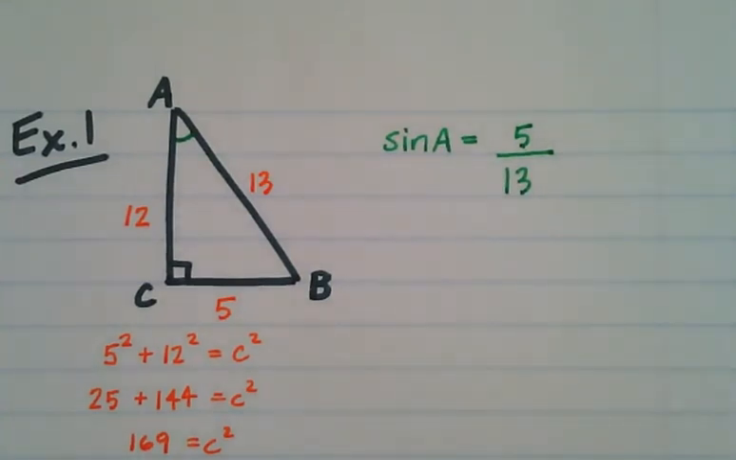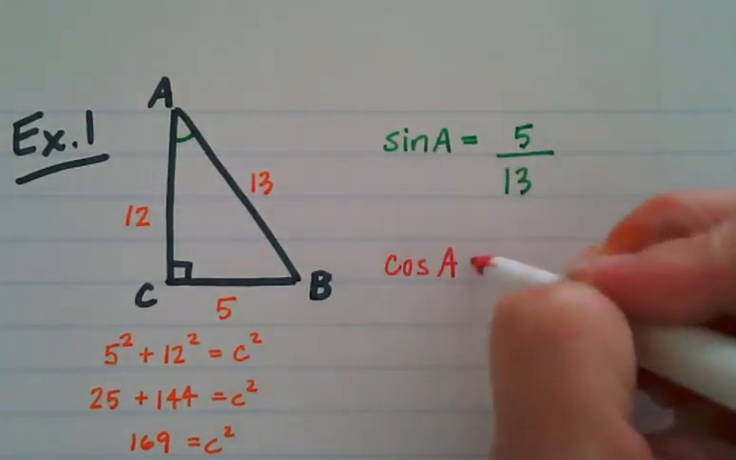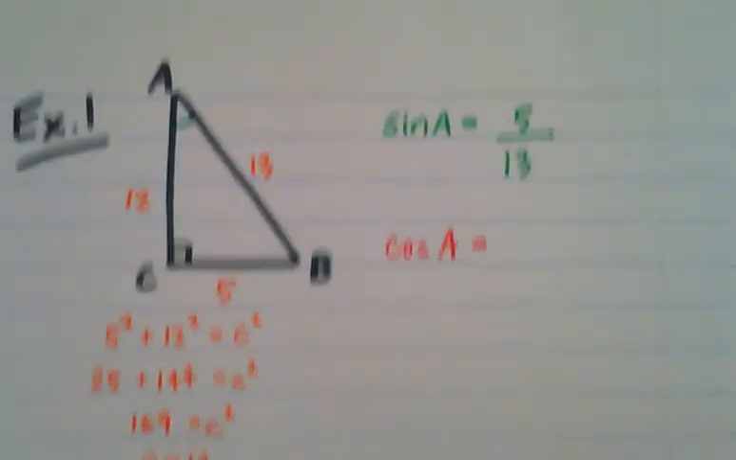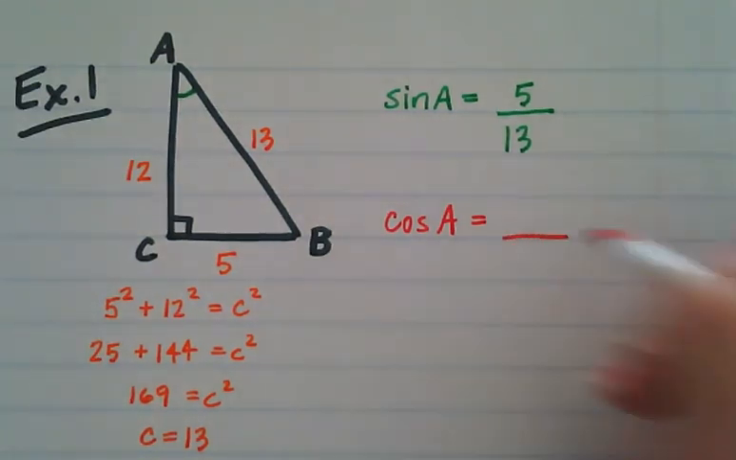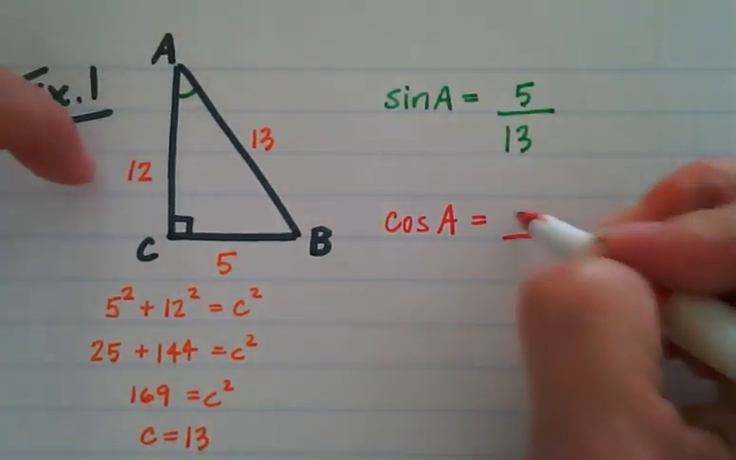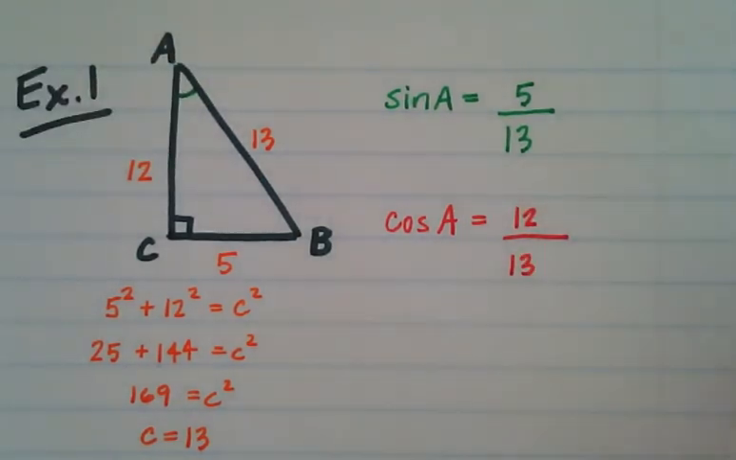All right, let's say from angle A we wanted to do the cosine. So if we are at angle A, the cosine is going to relate the adjacent side to the hypotenuse. So the cosine from angle A, the adjacent side is 12, the hypotenuse is 13. So I know that the cosine of angle A would be 12 over 13. So again, you grab the calculator and you work that one out.